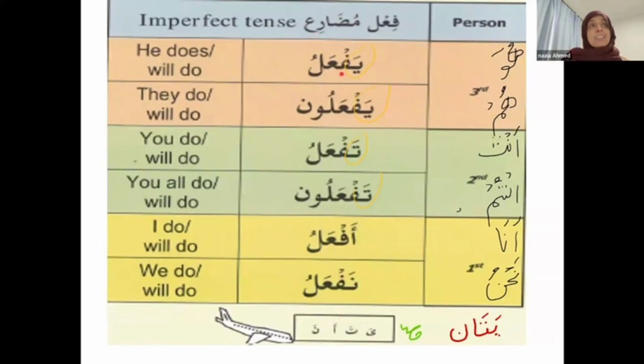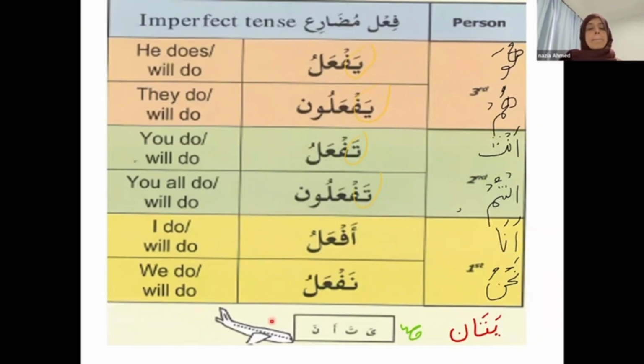So if you find a three-letter word, 1, 2, 3, with either one of these prefixes, either ya for the third person, ta for the second person, alif and noon for the first person as a prefix, then you are looking at mudari, which is a combination of present and future and continuous tense. It can be translated to a present tense, future tense, or continuous tense.